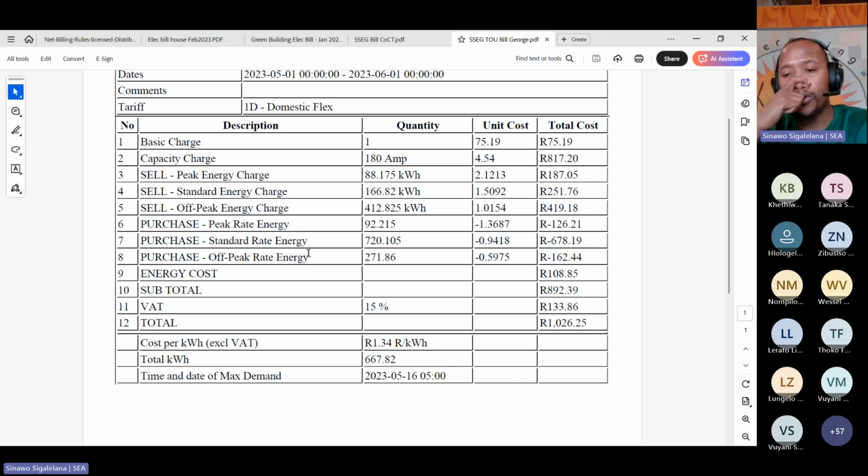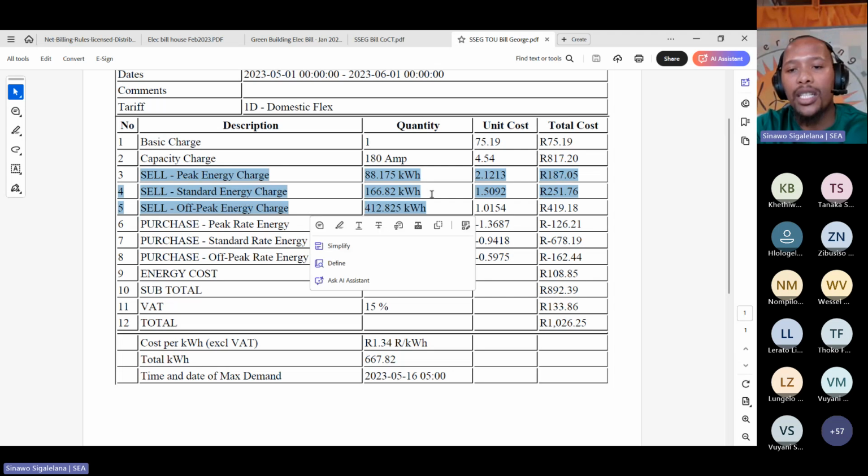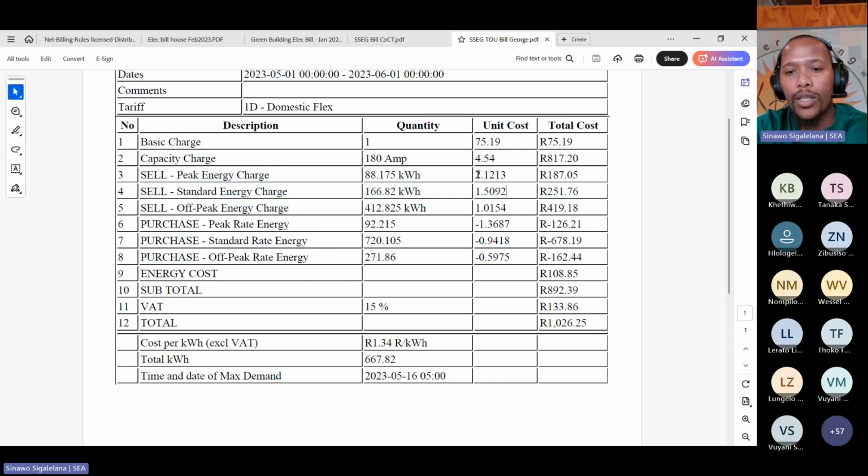So I'm going to continue with this particular customer. So the municipality has done a cost of supply study. They know what the basic charge is for this customer. They know what the capacity charge is. They even know the time of use tariffs that they must charge each customer. There is the unit cost, you see. In peak period, they pay around 2 rands. Standard time around 1.5, off peak around 1 rand, right?